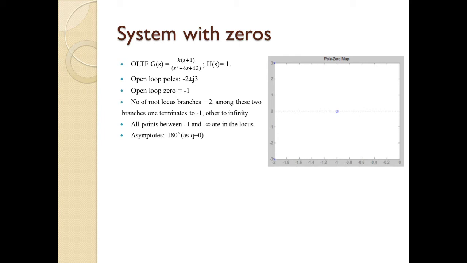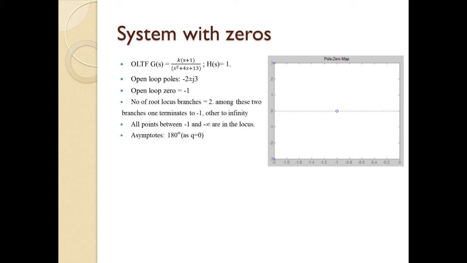So next we need to find out the asymptotic angles. Now the asymptotes are those lines through which the locus will follow the asymptotic angle. So here q becomes 0, because q is varying from 0 to n minus m minus 1. Here n is 2, that is the number of poles, and m is 1, that is the number of zeros. So n minus m minus 1 gives 0.